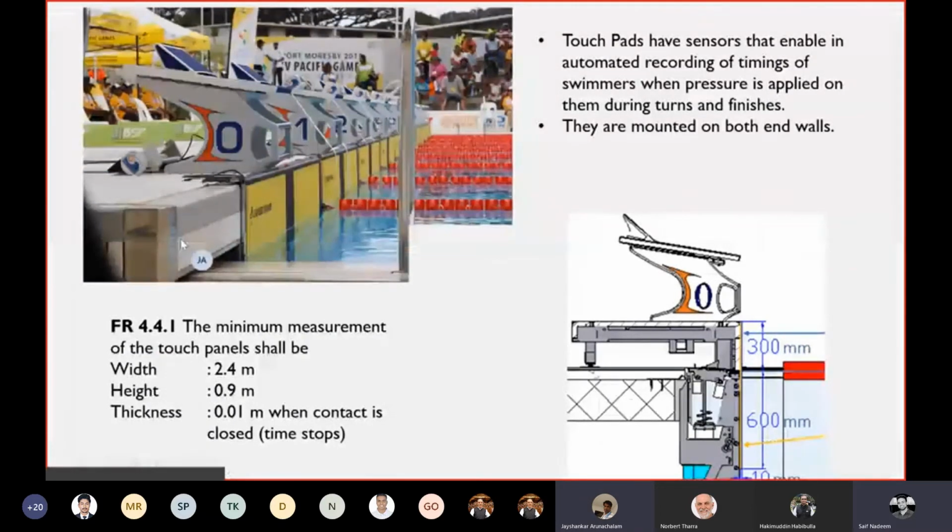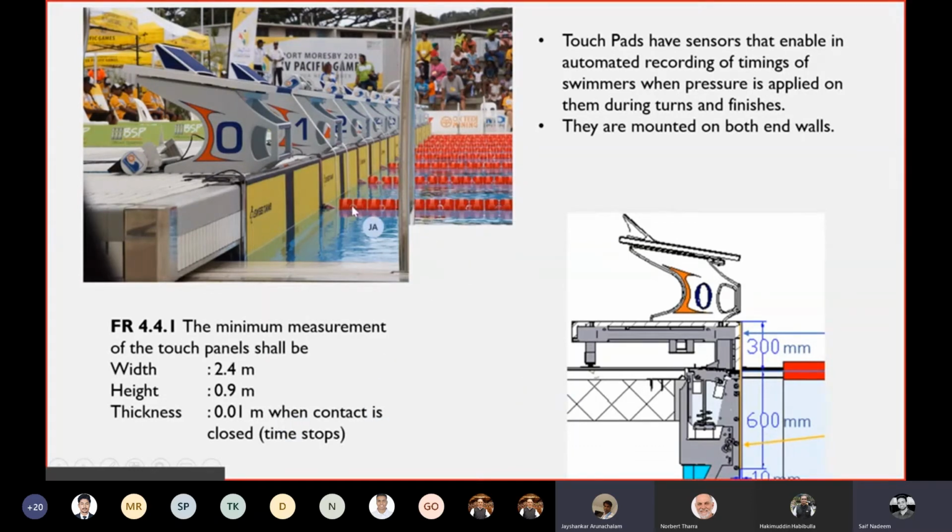Now I had spoken about a touchpad, for people who possibly would not have got access to see a touchpad. So these are the touchpads. The yellow one is about 0.9 meter in height, close to about 1 meter, and is placed on a head wall. The thickness is about 0.01, possibly 10 mm in this particular case. If you look at the location, it has to be 0.3 meter above the water surface and 0.6 meter below the water surface.